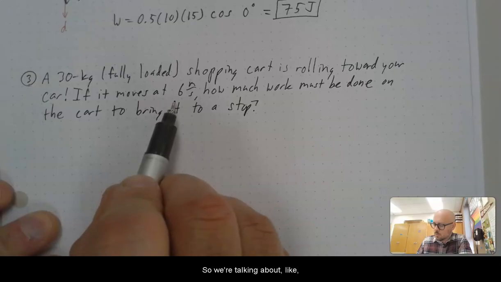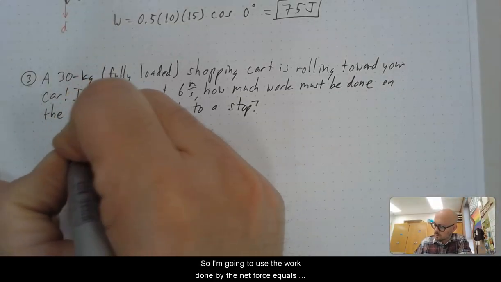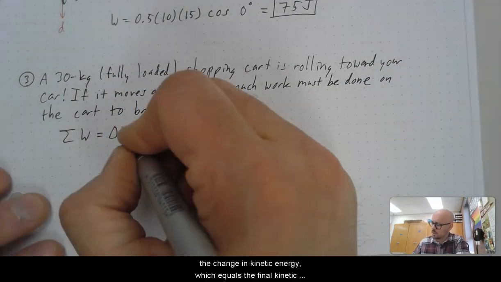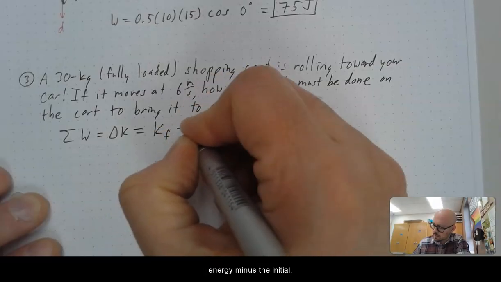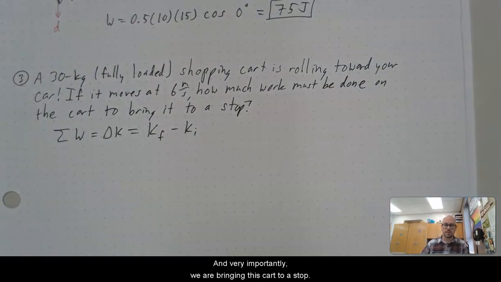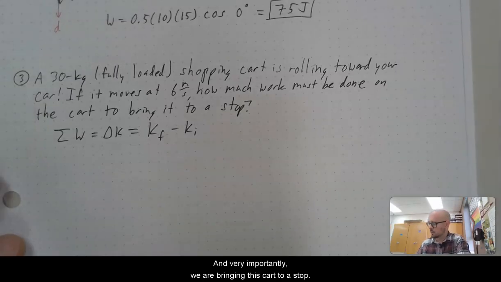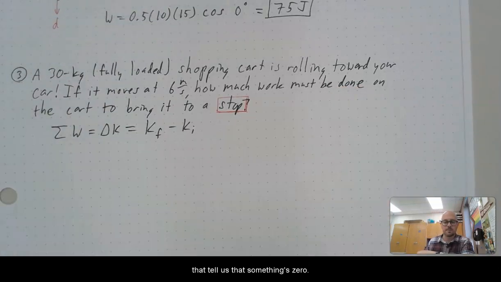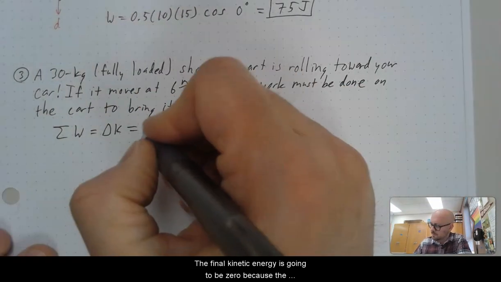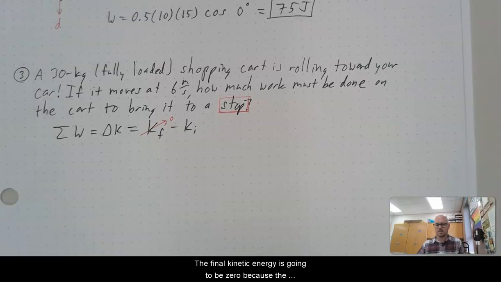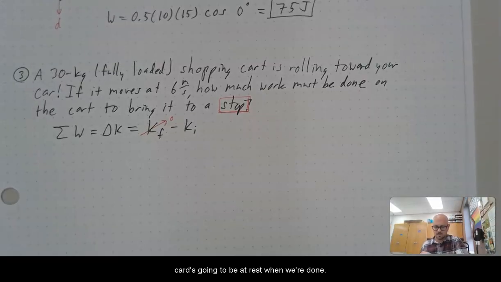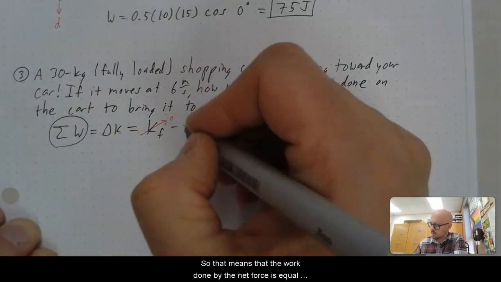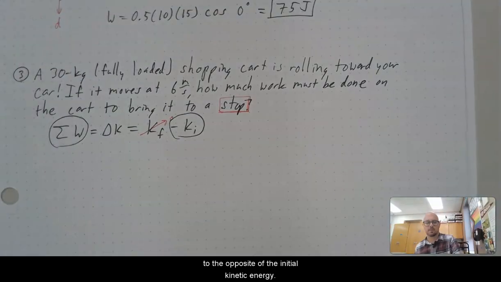So we're talking about changing velocity. So I'm going to use the work done by the net force equals the change in kinetic energy, which equals the final kinetic energy minus the initial. Now, very importantly, we are bringing this cart to a stop. So we will never stop looking for these words and phrases that tell us that something's zero. The final kinetic energy is going to be zero because the cart's going to be at rest when we're done. So that means that the work done by the net force is equal to the opposite of the initial kinetic energy.